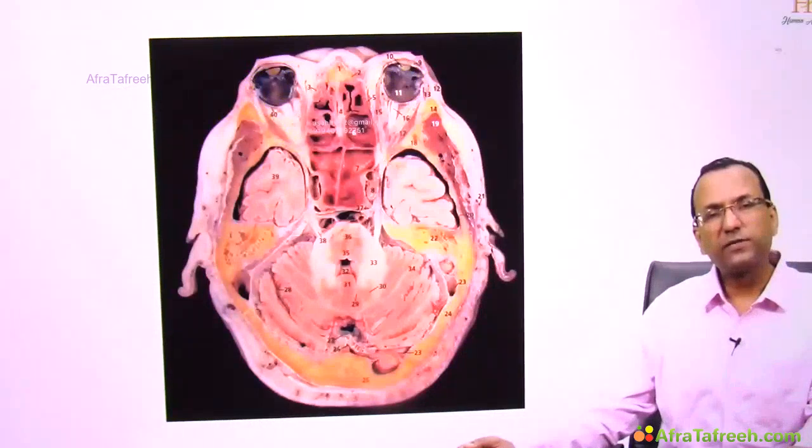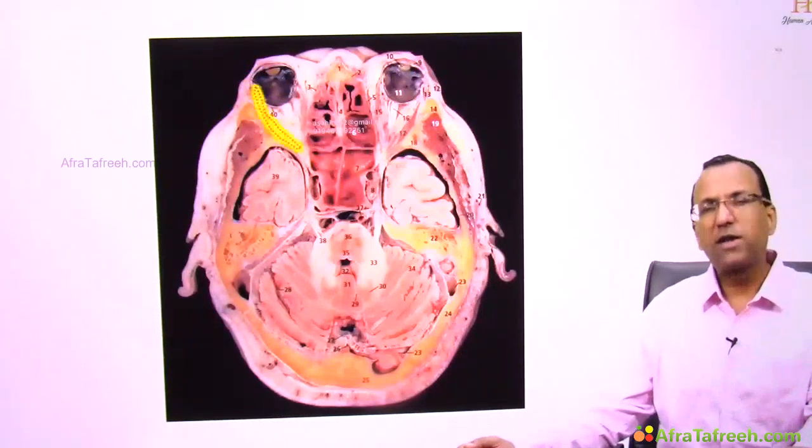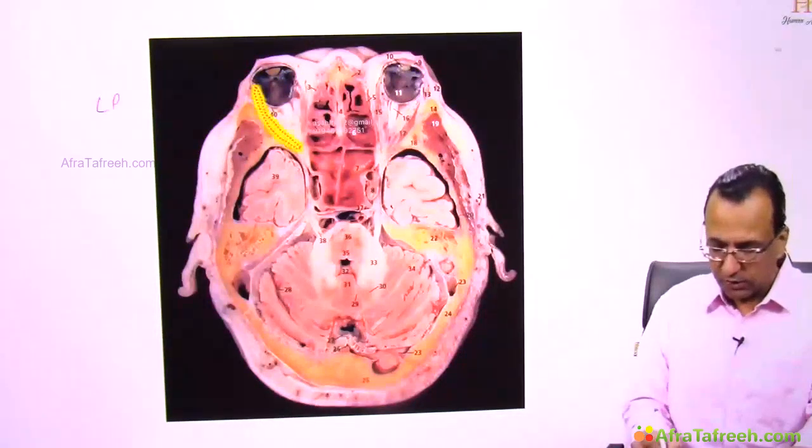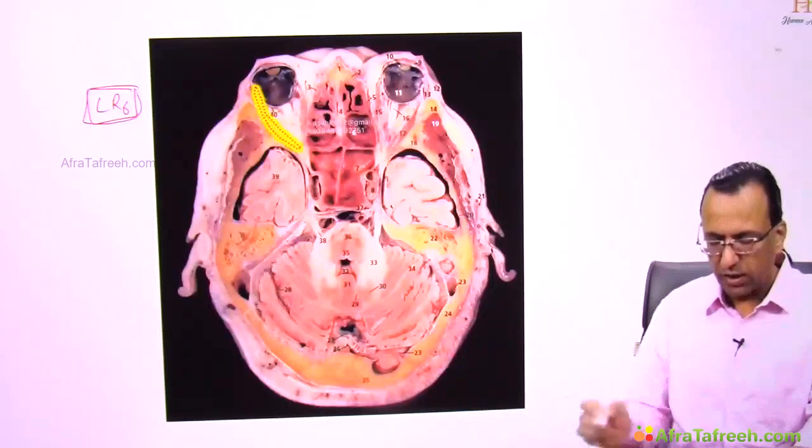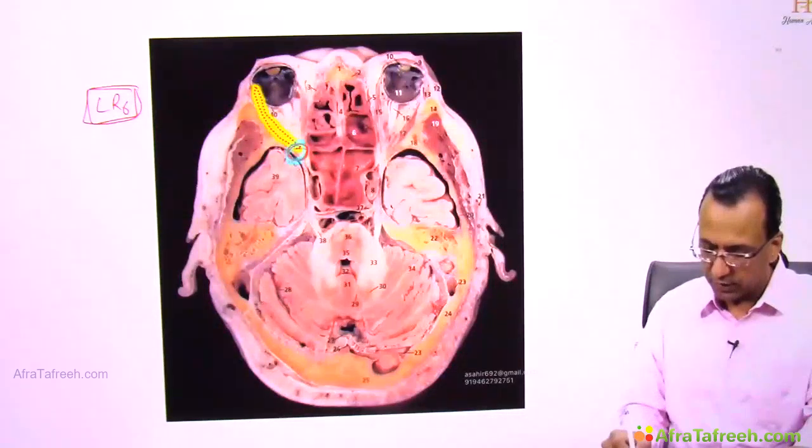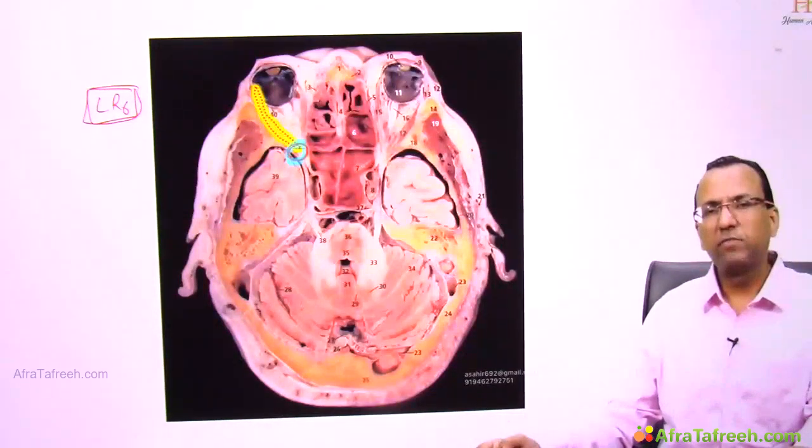This is the muscle which we have drawn. Which one? Lateral rectus, LR6. So this is the muscle we have drawn, LR6. Okay, I remember. You were talking about the common tendinous ring of Zinn here. Yes, common tendinous ring of Zinn, and the muscle inserting into the sclera of the eyeball. Yes, muscles inserting into the sclera of the eyeball.